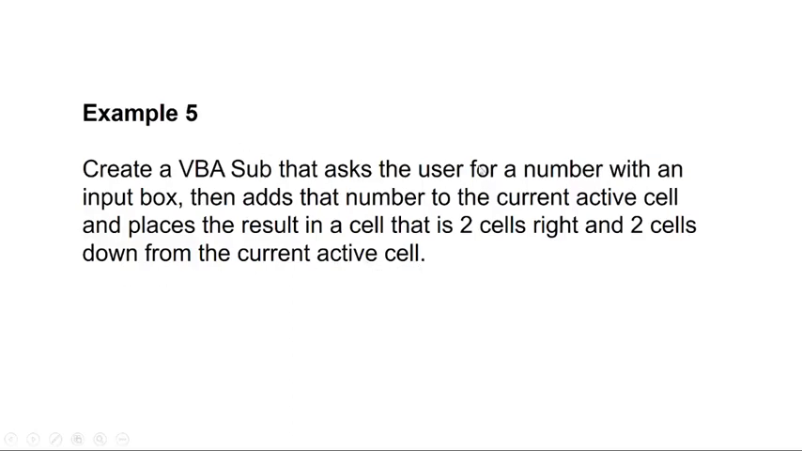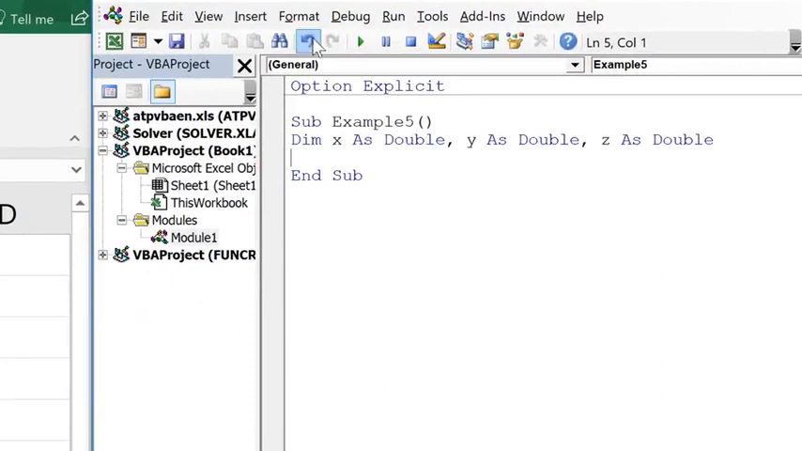So I'm going to obtain the input box number, that's going to be x. The number in the current active cell is going to be y. Then I'm going to create a third variable z that's going to add x and y, and that's going to be placed into an offset of the current active cell, 2 cells right and 2 cells down. So 2 rows down, 2 columns over. The first step is to dim x, y, and z. The next step is to obtain x using an input box.